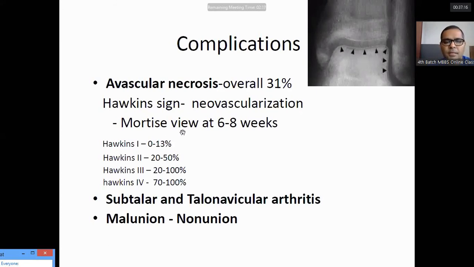This is typically seen in the Mortise view at around 6 to 8 weeks. We call it Hawkins sign. Okay, Hawkins classification, Hawkins sign: two Hawkins things we need to remember in the talus. Depending upon the type, there is a different percentage of avascular necrosis that progresses with the type of the fracture. Other complications are subtalar and talonavicular arthritis, malunion, and non-union. These are the complications.